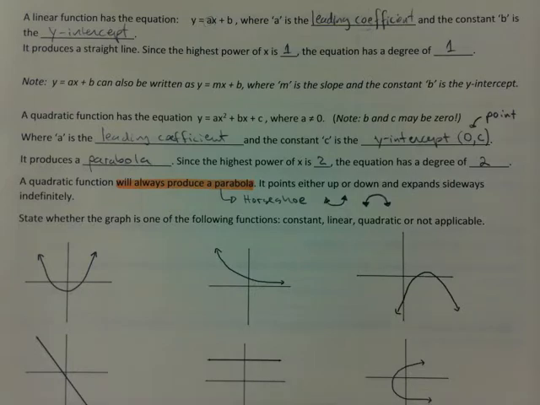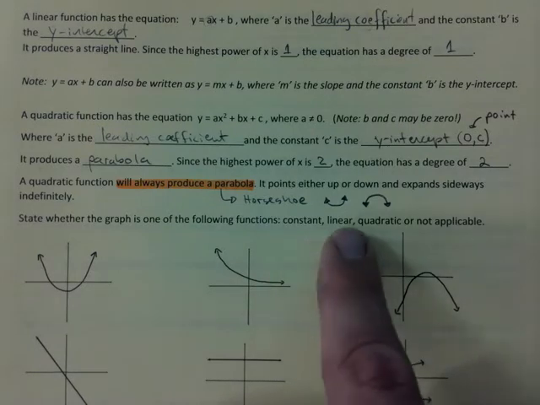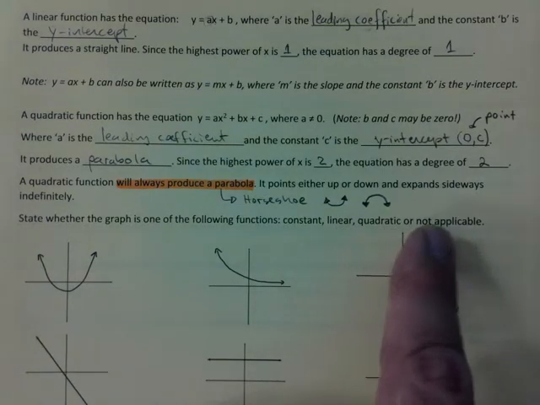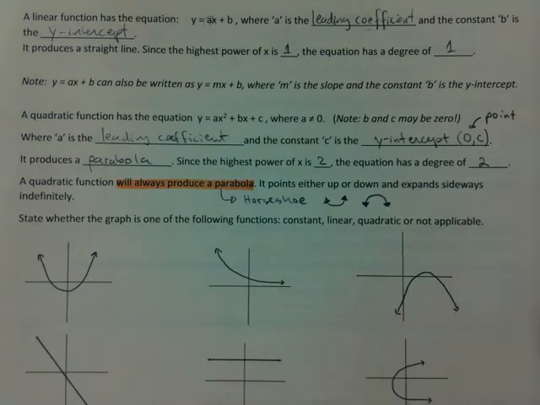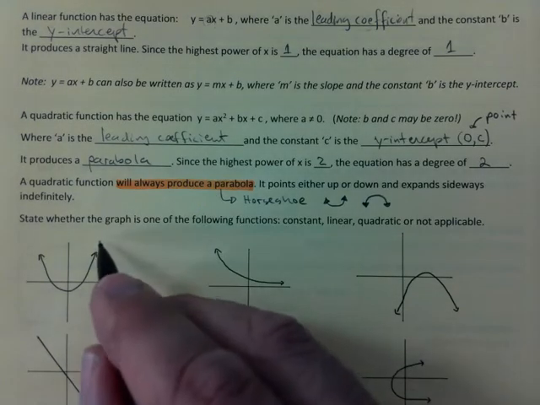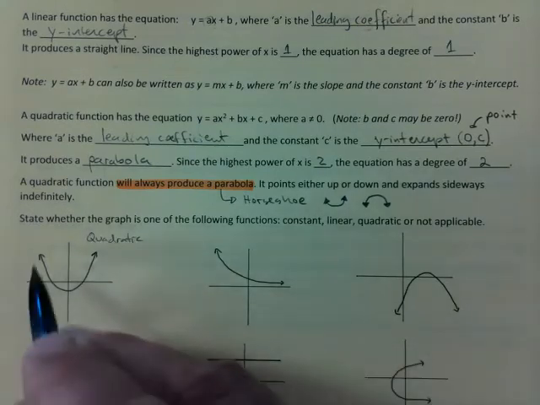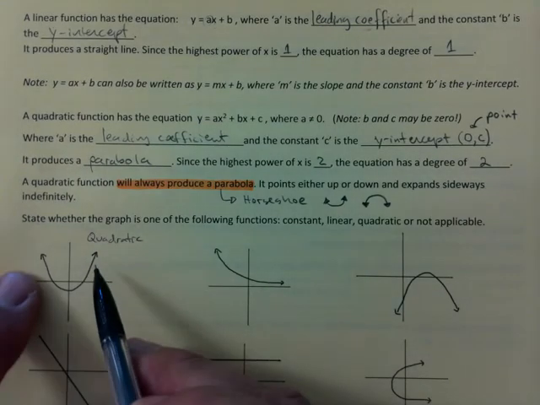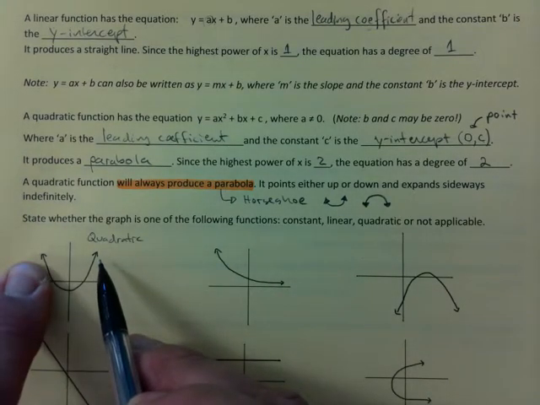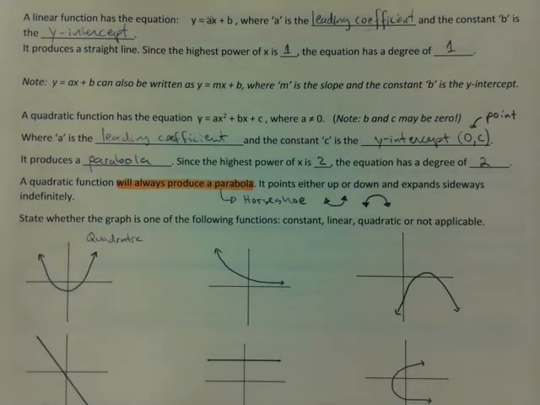So state whether the following graph is one of the following. Is it a constant function, a linear, a quadratic, or not applicable? Okay, so this one would be a quadratic, because we know it's going up like this. And notice that the tips of the graph keep on expanding sideways indefinitely. Like it just keeps on getting wider and wider.